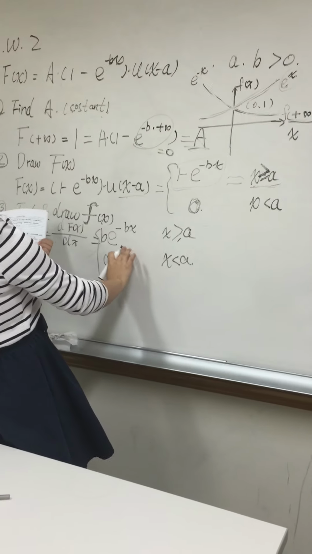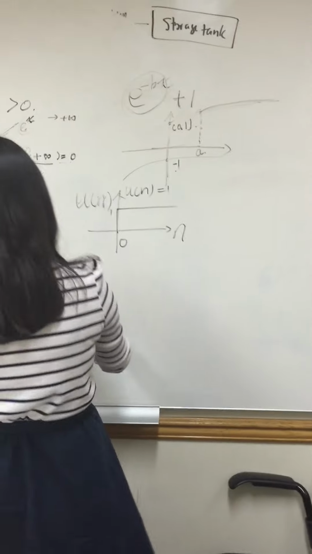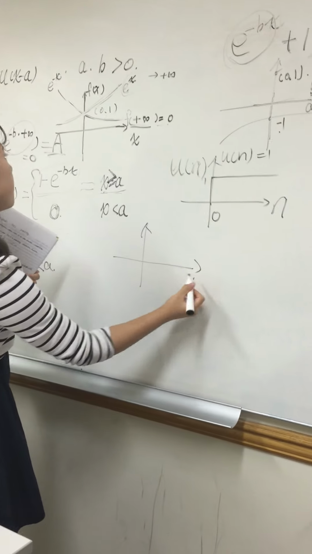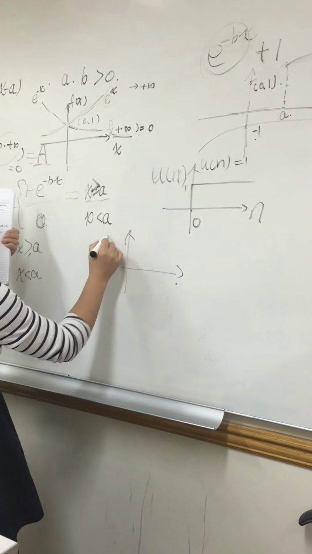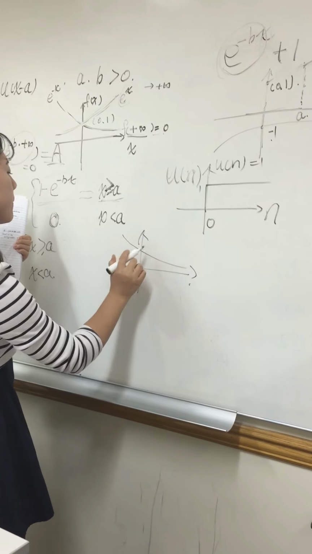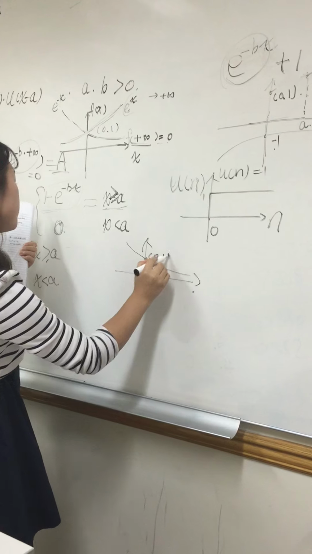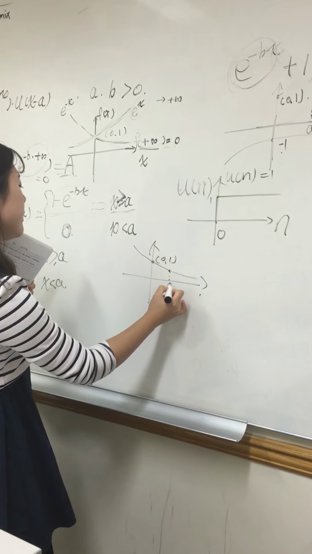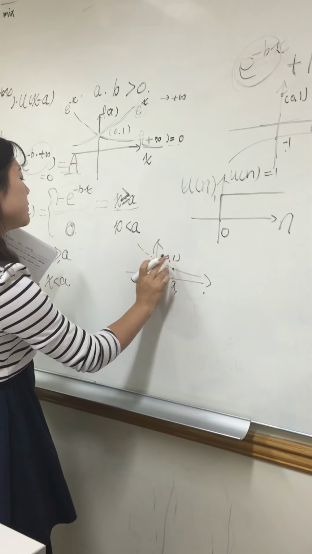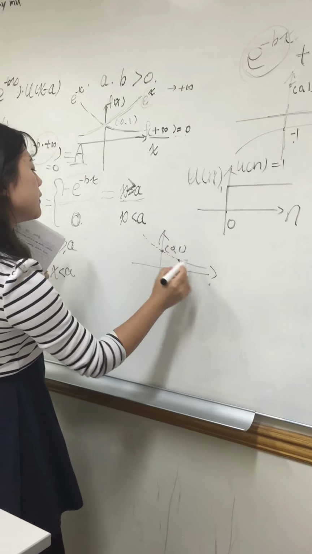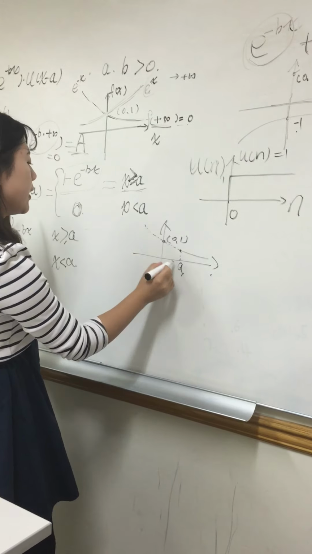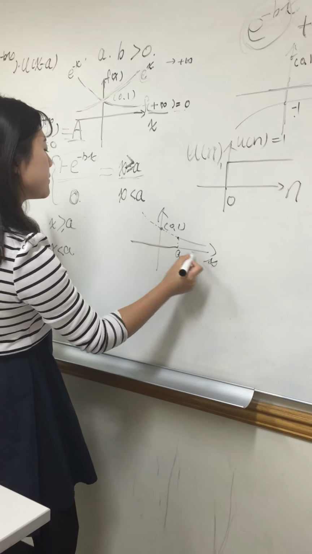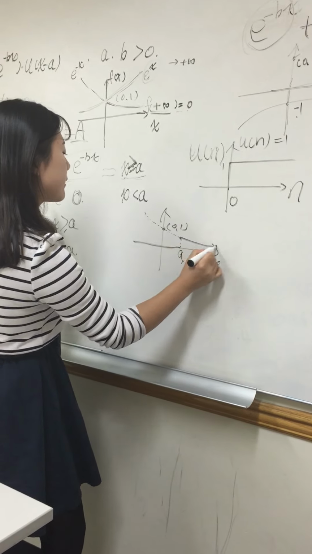And we need to draw this one. We suppose this point is a, then this picture should look like this. If x is smaller than a, it equals 0. If x is bigger than a, it should be like this.